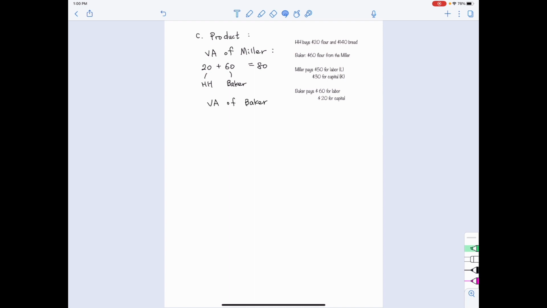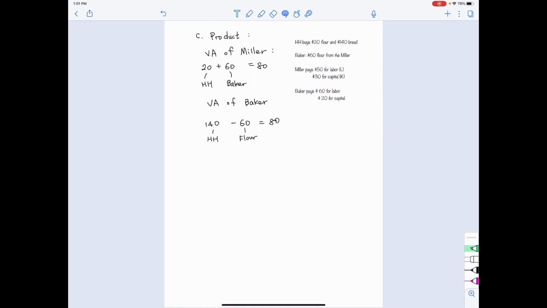We know that the baker produces bread and the total value of the bread equals $140. But the baker uses flour as the intermediate goods. Therefore, we need to take the value of the intermediate goods out when we compute the value added of the baker. And then so the value added of the baker will be $140 minus the $60, which equals $80. So then what will be the total GDP of this economy?